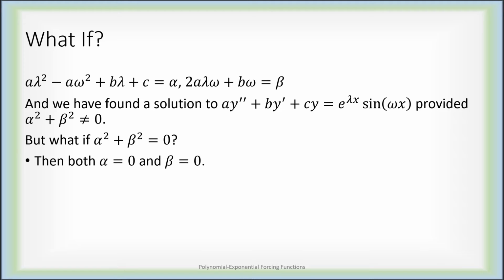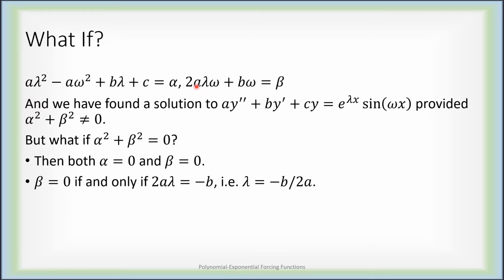Now, the only way the sum of two squares can possibly be 0 is if both things individually are 0. Now, beta is computed up here. For all of this to be 0, I can cancel an omega out because omega definitely isn't 0, or I wouldn't have had a forcing function. So I can cancel out omega and derive that 2a lambda plus b must equal 0. In other words, 2a lambda equals negative b, and if I solve that for lambda, we get lambda is negative b over 2a. But how can alpha equal 0?